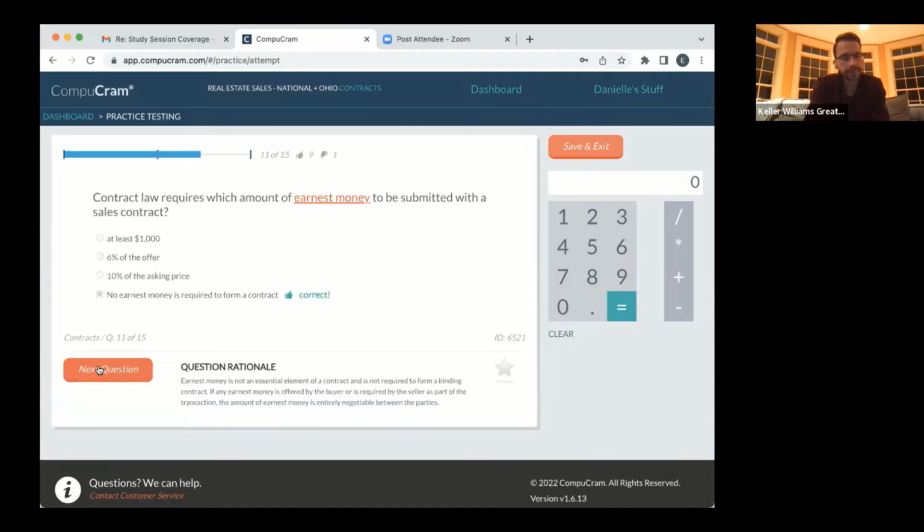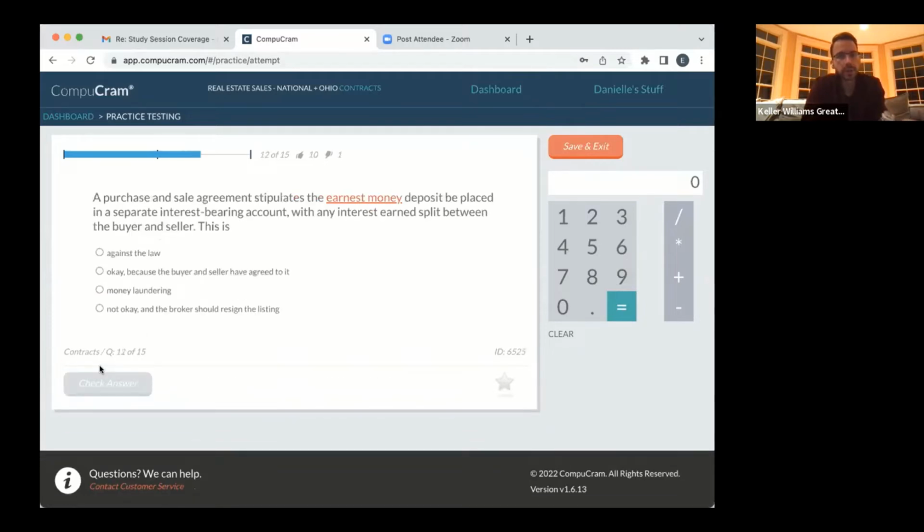D is correct. A purchase and sale agreement stipulates the earnest money deposited be placed in a separate interest-bearing account, with any interest earned split between the buyer and seller. This is against the law.